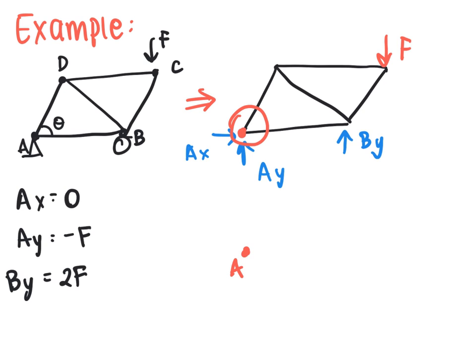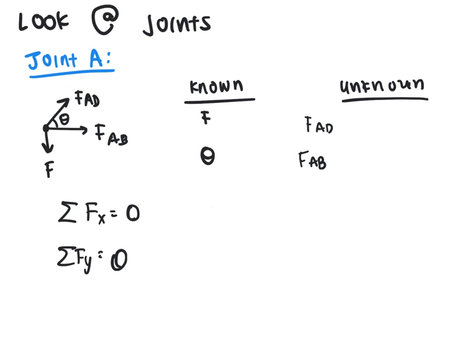So this would be point A right here. We would have this force that we will call AD because it's AD. So we're going to call this upward force, force AD. And we also have this force, force AB. And we also have AX is going to be 0, but AY is going to be negative F. So it's going to be going down by F. As for directions, always just making it come out of the joint, and the signs will figure itself out later on.